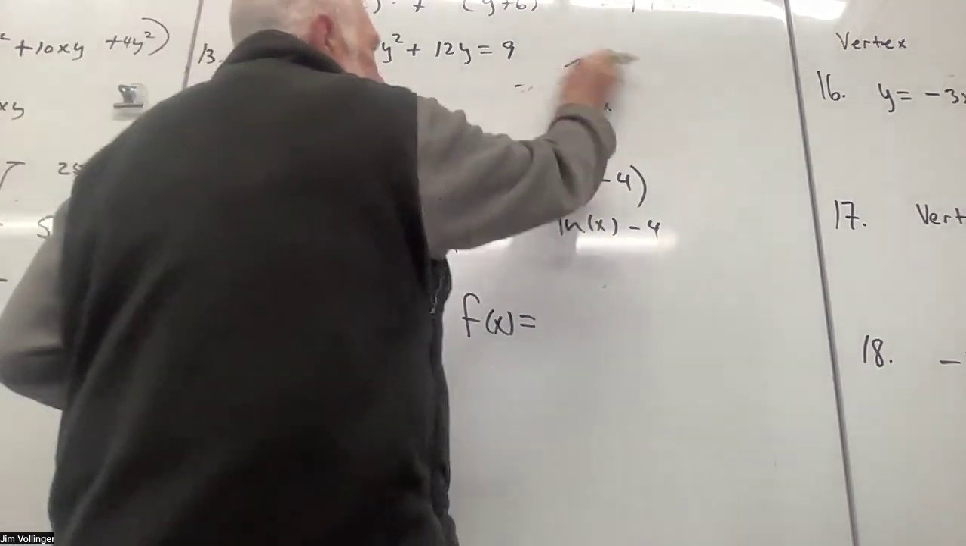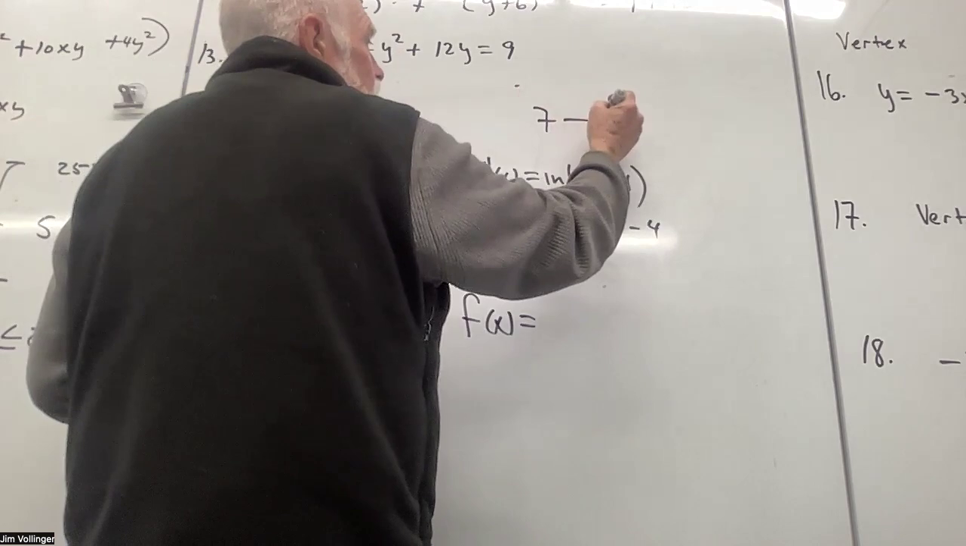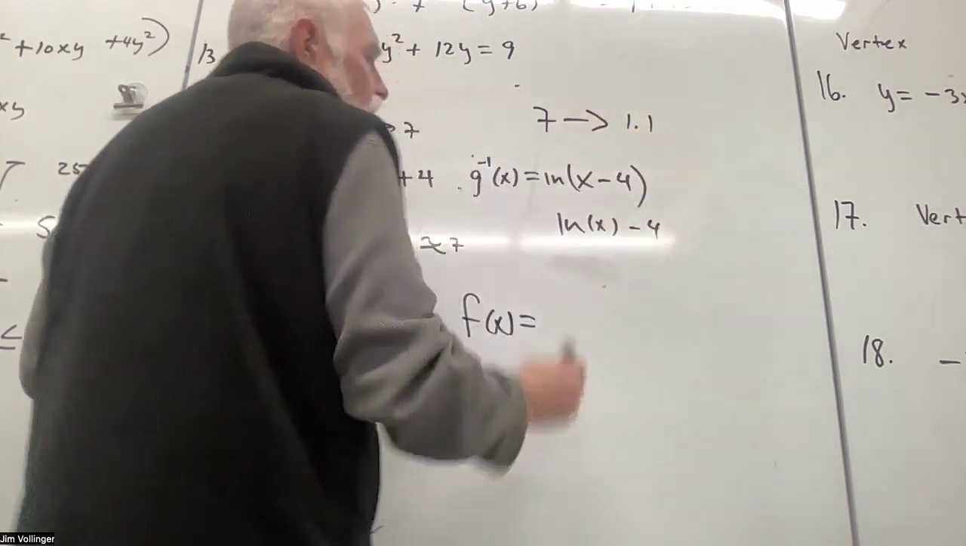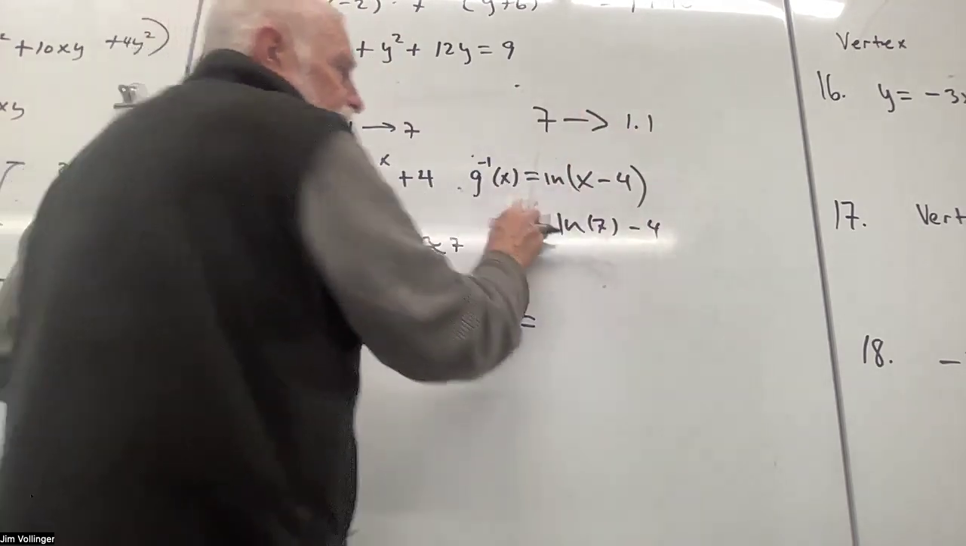Then the inverse is 7 should get us 1.1. Well, which of these? I don't know the ln of 7. I got no idea what that is.